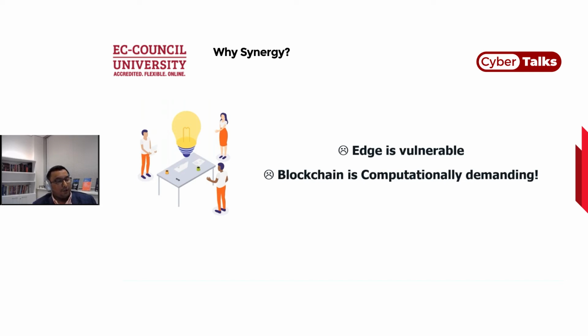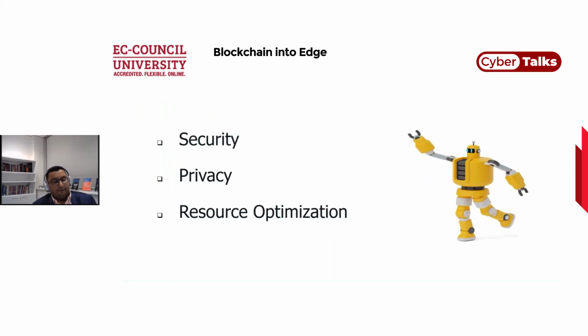If we look at the problems, edge computing is vulnerable because it is basically expanding the threat landscape. Blockchain requires a lot of power, computationally demanding. So if we bring blockchain into the edge, what happens? Edge computing becomes more secure, more private, and it can be more optimized in terms of resourcing.